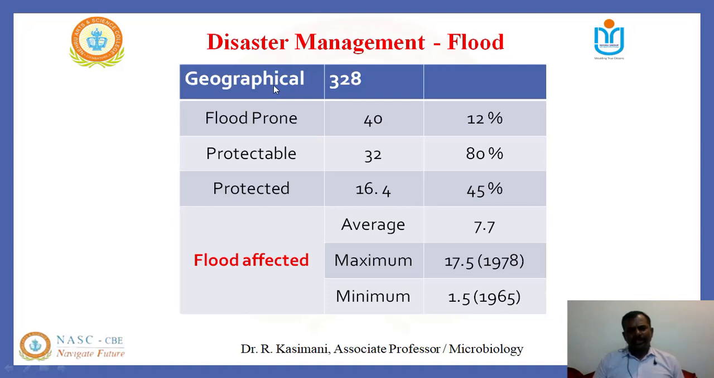So according to the geographical area, there are around 12% of flood prone areas, and out of that, 80 percent are protectable and 45 percent are already protected. So an average of 7.7% is flood affected area, and the maximum happened in 1978, that's around 17.5 percent, and the minimum of 1.5 in the year 1965.